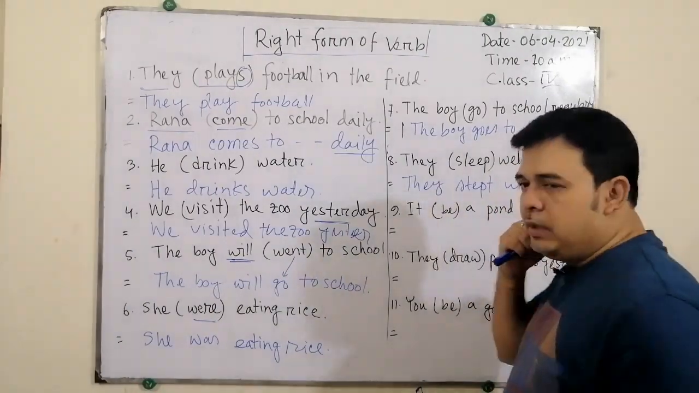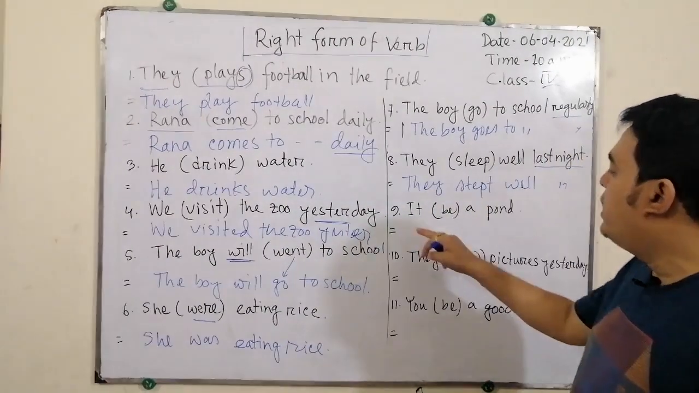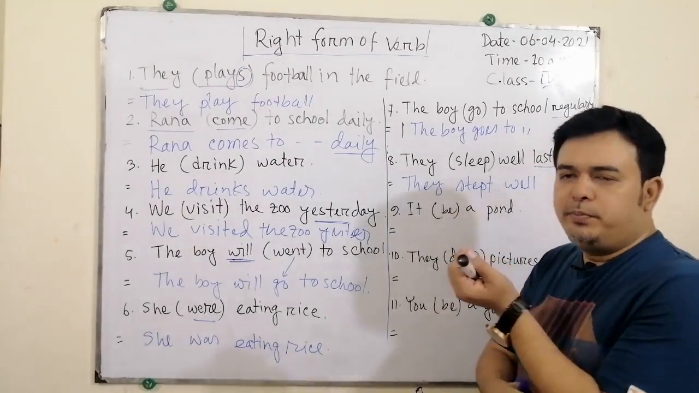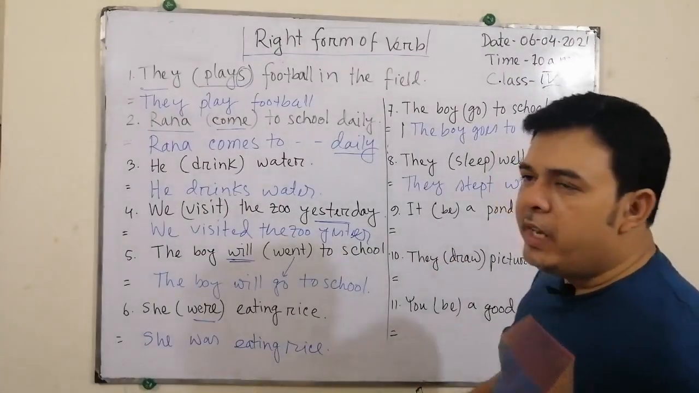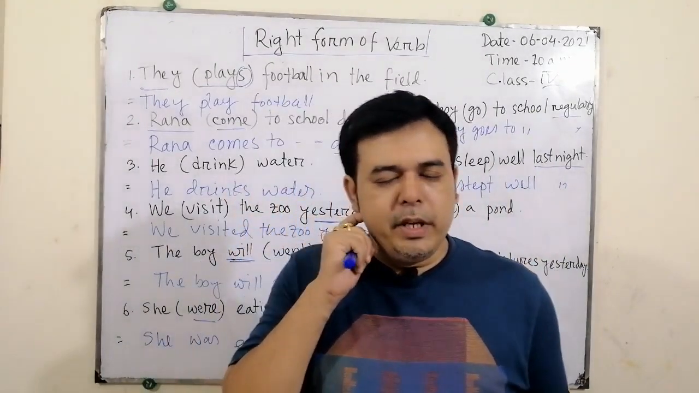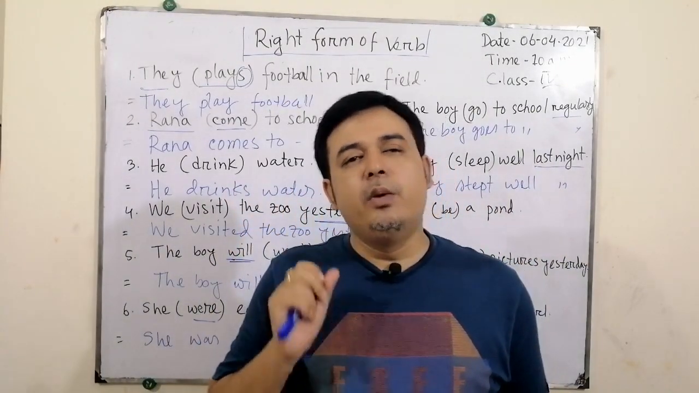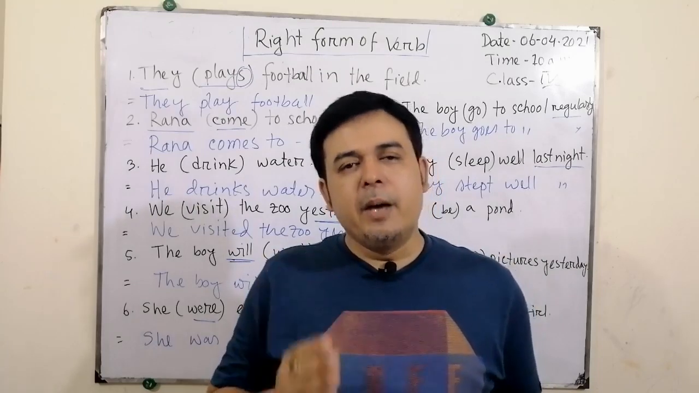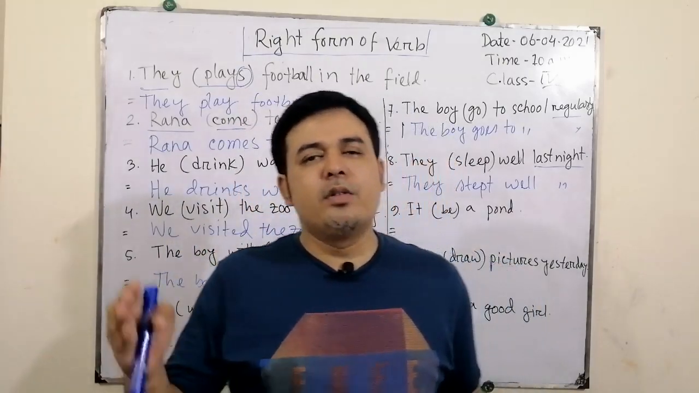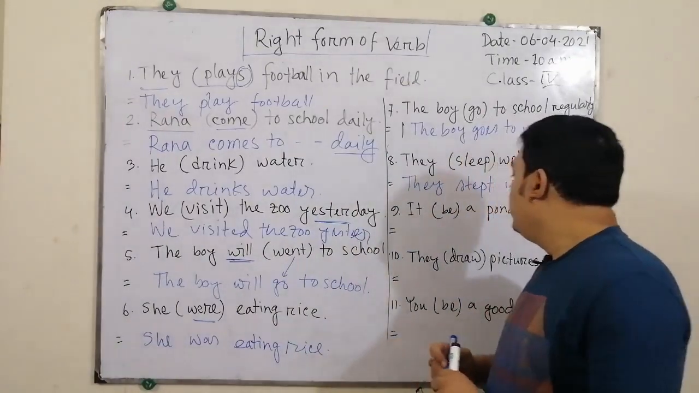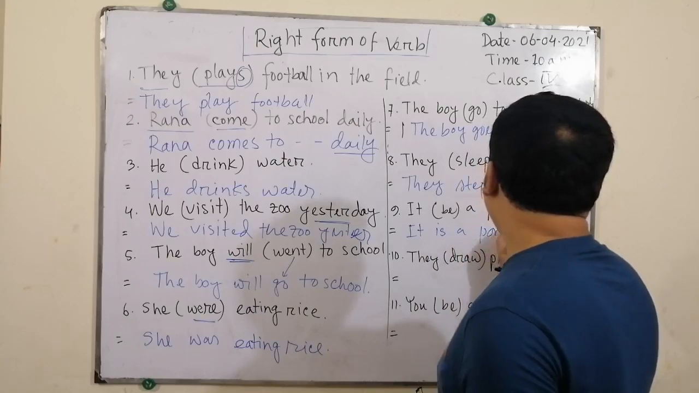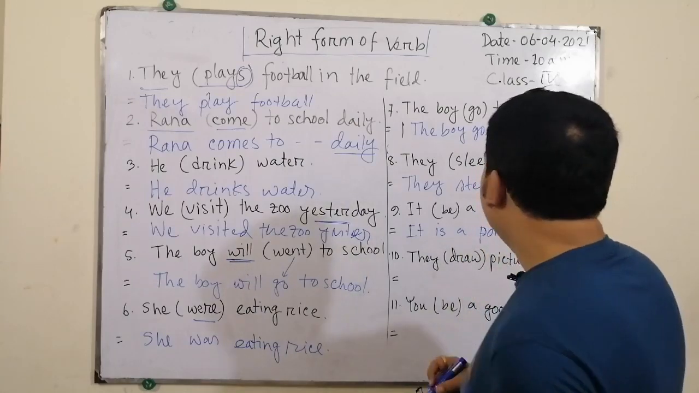Okay, then come to the next number, it be a pond. So here what does be mean? If you find be in a bracket in right form of verb, then you will have to use am, is, are, was, were. Okay, so it be a pond, we easily can understand it is a pond. It is a pond.